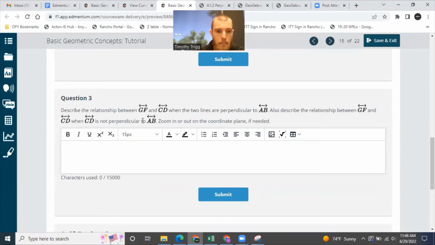Okay. So when both GF and CD are perpendicular to AB, then GF and CD are parallel to each other. Okay. And you just leave it as that. That's fine. Okay, let's go ahead and move along.